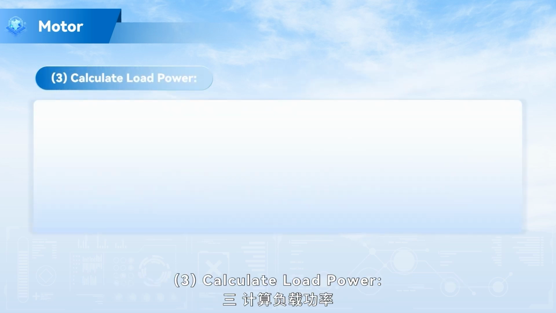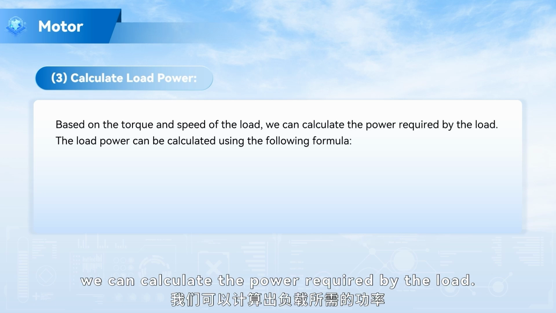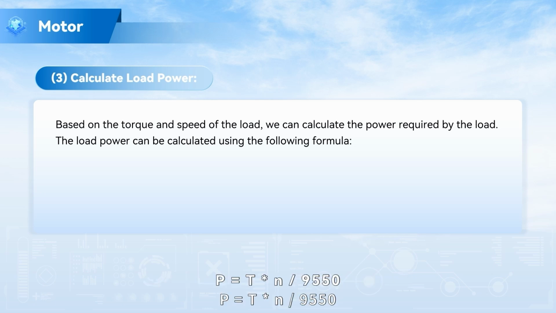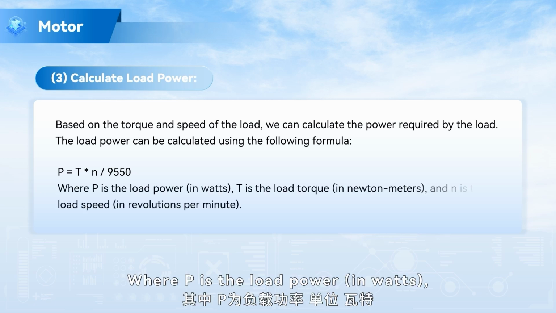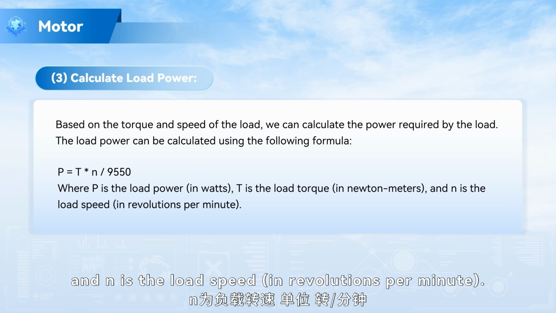3. Calculate load power. Based on the torque and speed of the load, we can calculate the power required by the load. The load power can be calculated using the following formula. P equals T times N divided by 9550, where P is the load power in kilowatts, T is the load torque in Newton meters, and N is the load speed in revolutions per minute.